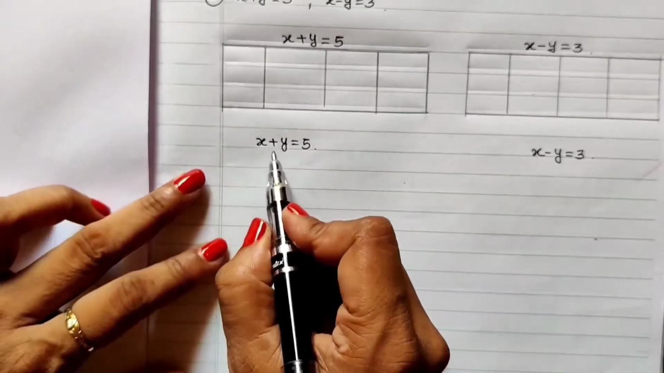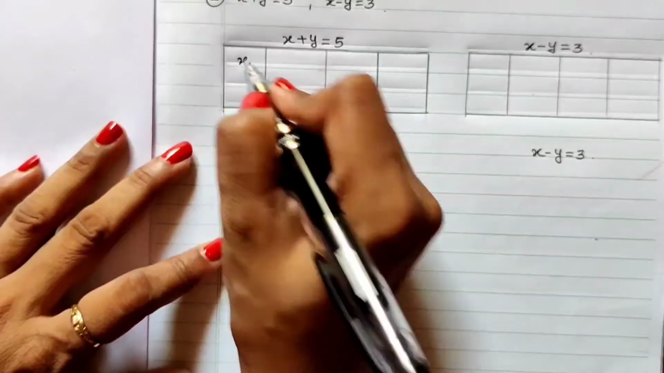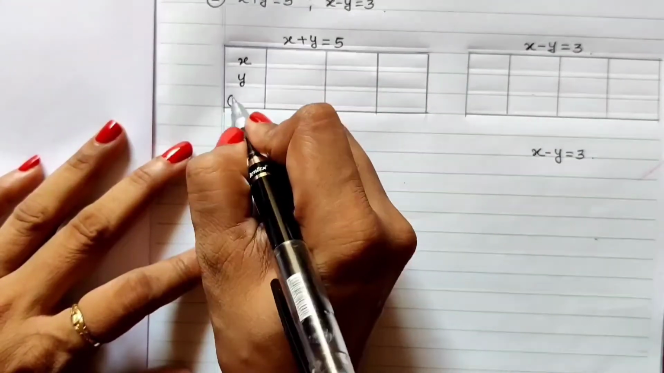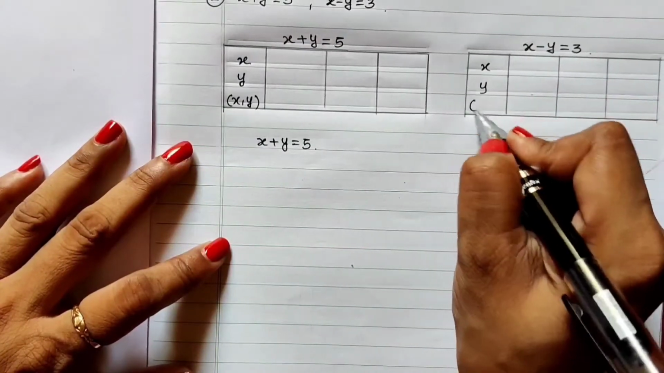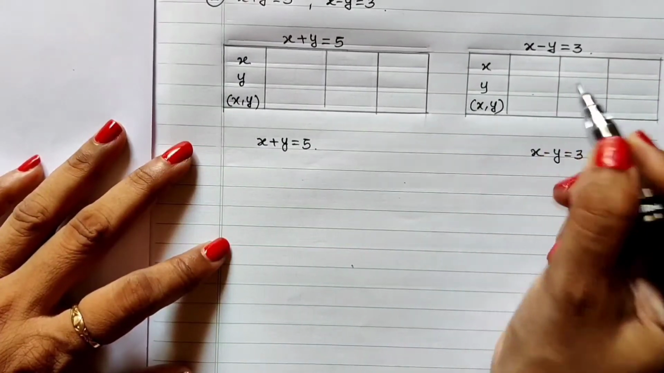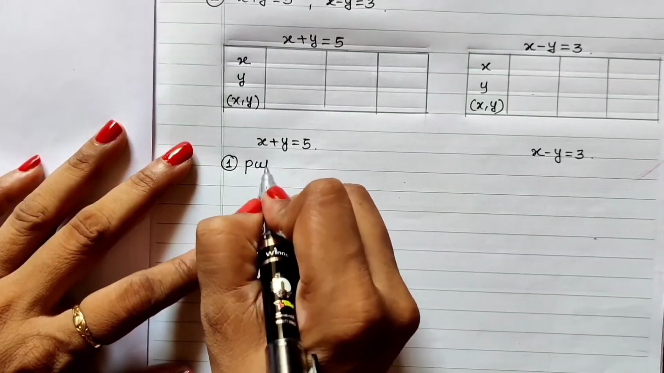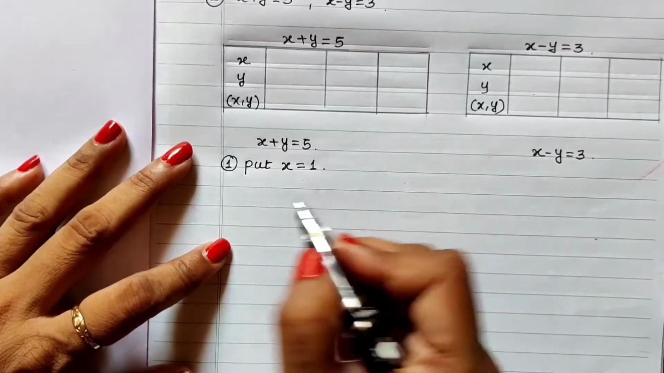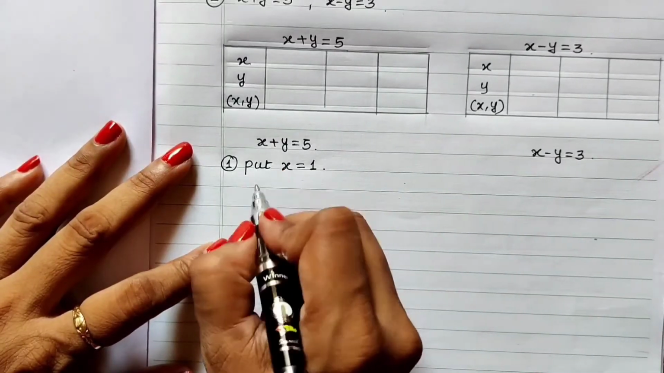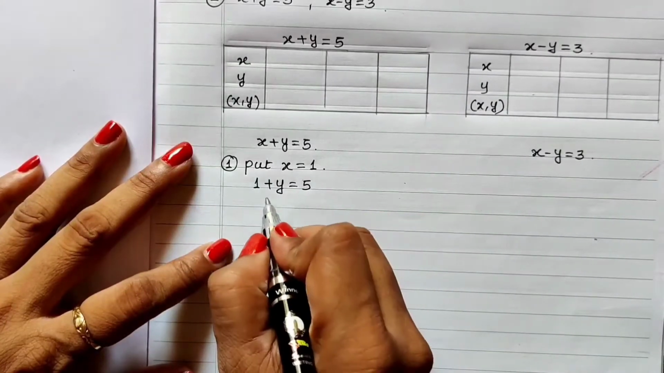First equation is x plus y is equal to 5. We write three rows: x, y, and coordinate (x, y). Now let us first put any one value for x. I will be writing x is equal to 1. So in place of x I write 1 plus y is equal to 5.